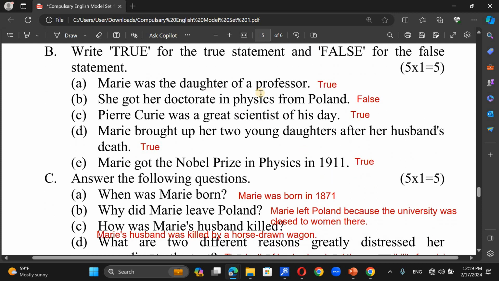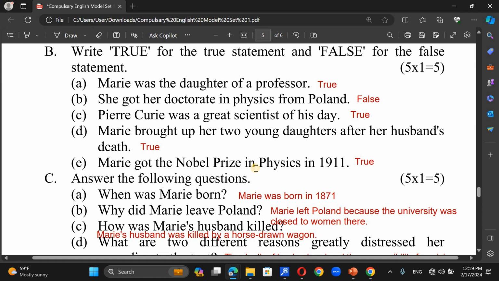Mary was the daughter of a professor. This is true. She got her doctorate in physics from Poland. This is false. Pierre Curie was a great scientist of his day. This is true. Mary brought up her 2 young daughters after her husband's death. This is also true. Lastly, Mary got the Nobel Prize in Physics in 1911. This is also true.